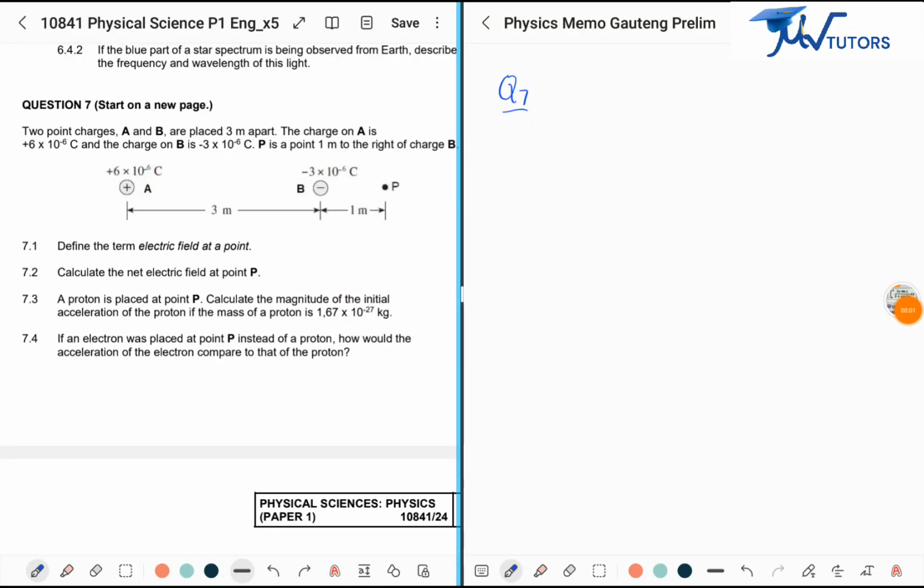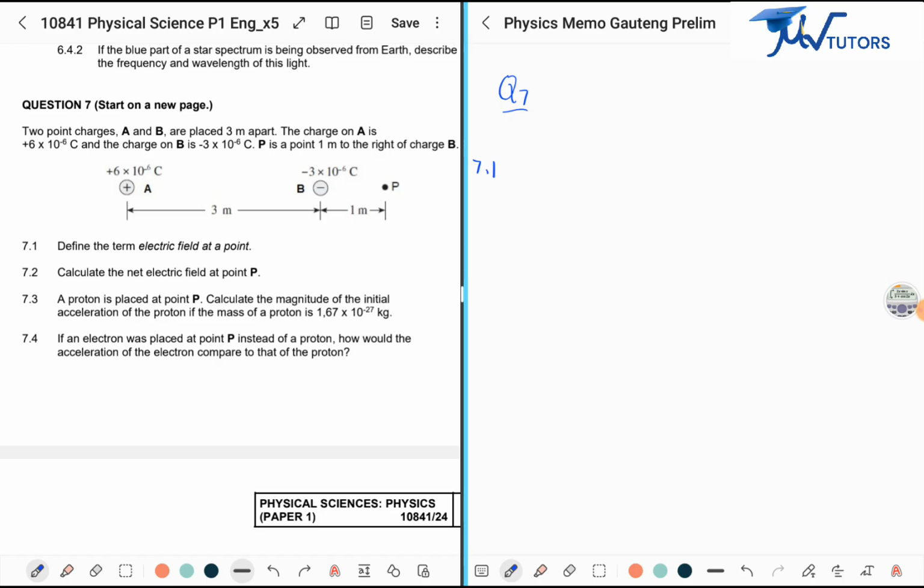All right, question 7. So 2 point charges A and B are placed 3 meters apart. The charge on A is 6 microcoulomb and the charge on B is -3 microcoulomb. P is a point 1 meter to the right of charge B. Okay, so we can see there's A, there's B, and there's P. Now 7.1, define the term electric field at a point.